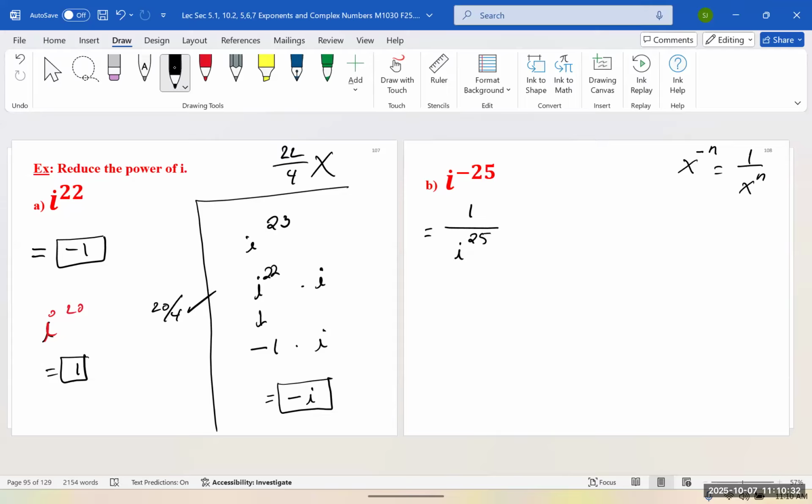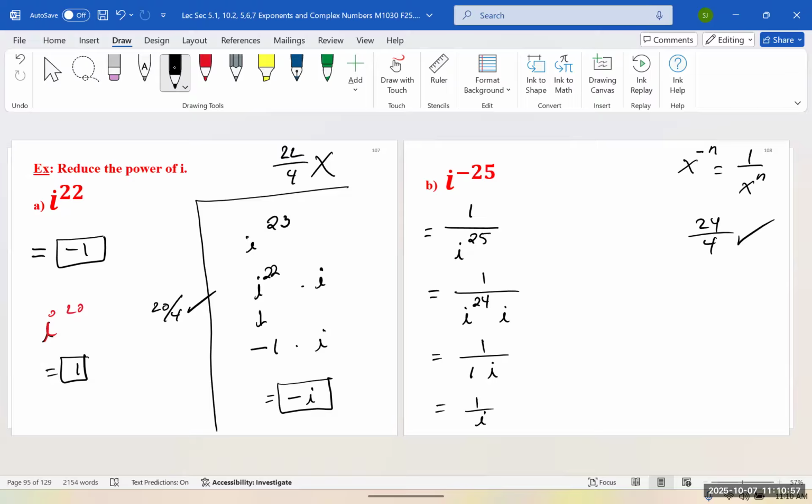And now 25, is it odd or even? That means you have to split. Which 2 pieces? 24 and 1. Now 24, can you divide 24 by 4? Yes. So what do you get? 1 and I. So you get 1 over I.